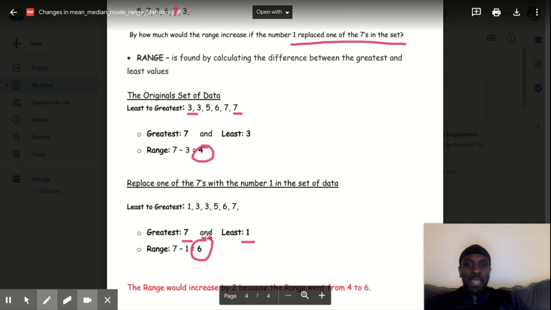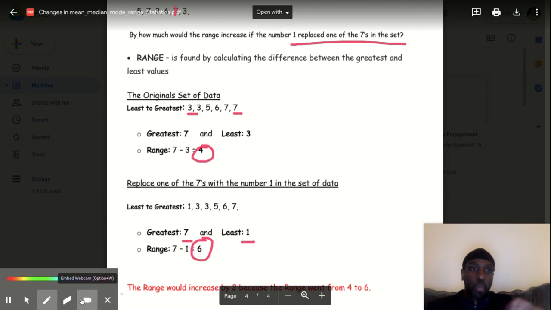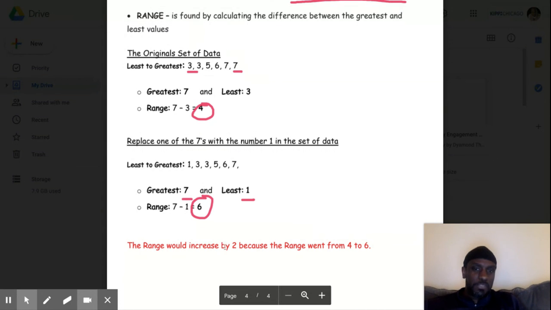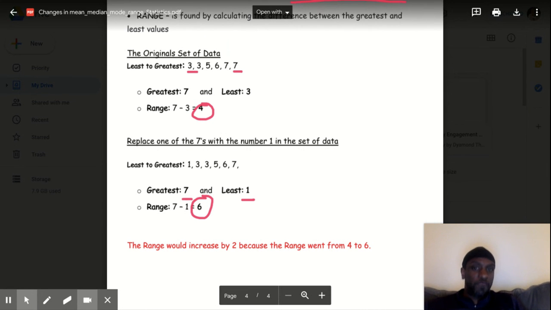So what happened? The range was 4. It now became 6. Okay? So what would happen to the range? It would increase, and it would increase by 2. The range would increase by 2 because the range went from 4 to 6.